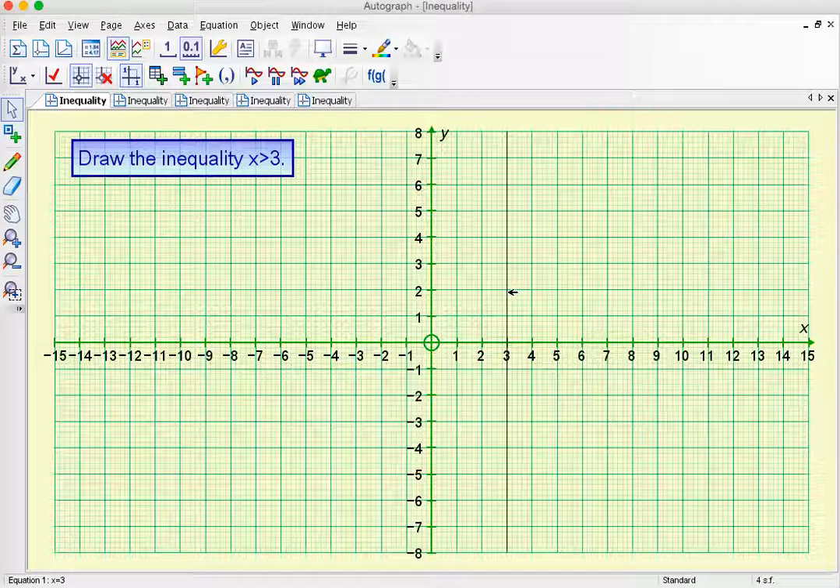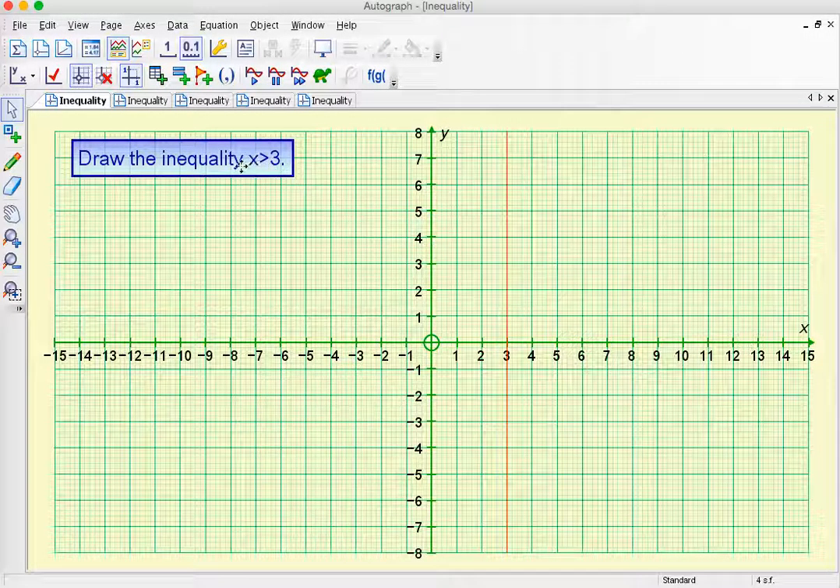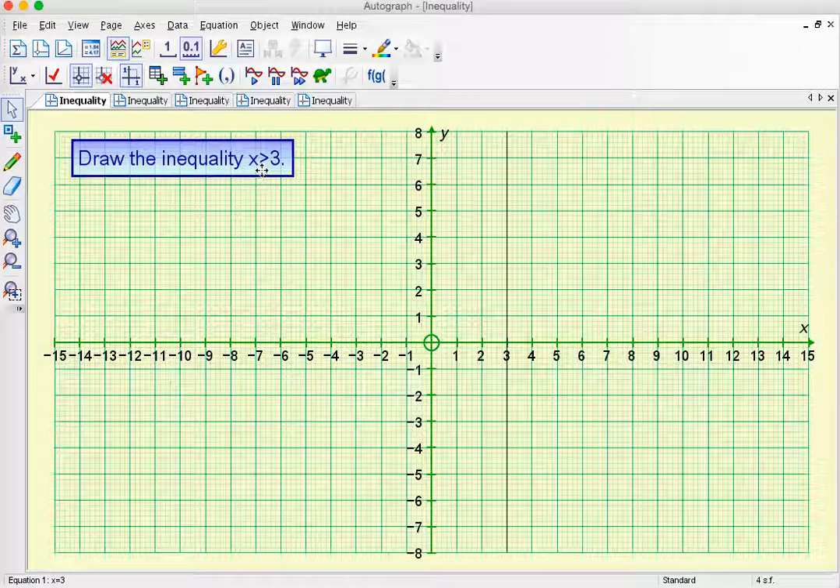But what I want to do is to actually draw the inequality. So once I've drawn x equals 3, I want to shade everything that I don't want. I want x to be bigger than 3, so I want this side, so I'm going to shade below the line. There's one more thing: because there's no equals to here, the line is dotted.